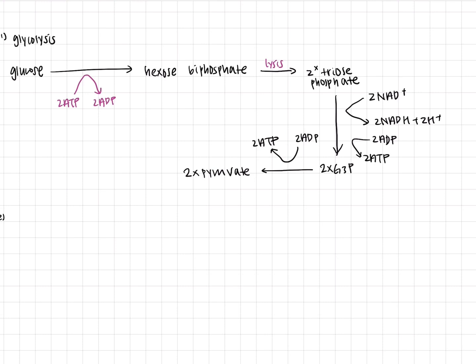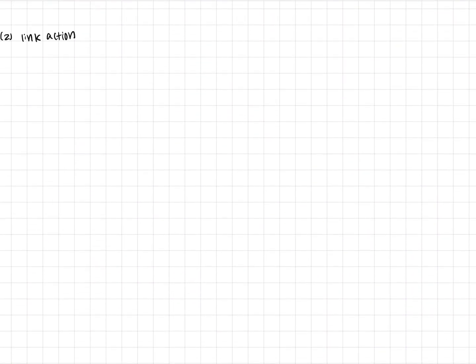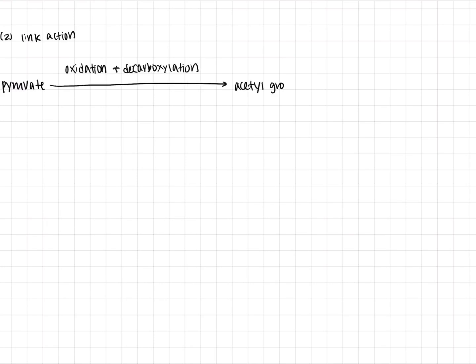After glycolysis is the link reaction. The link reaction, by general definition, is a process that cuts the carbon chain into usable forms. And the pyruvate that was made in the previous step undergoes oxidation and decarboxylation into an acetyl group. We oxidize 1 NAD plus into NADH, and 1 CO2 is released.